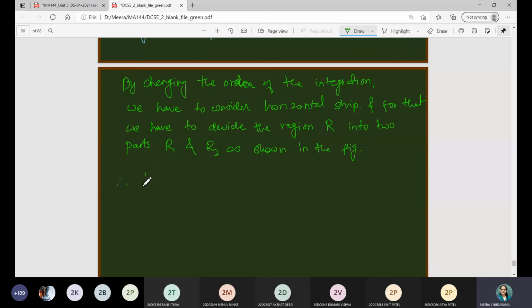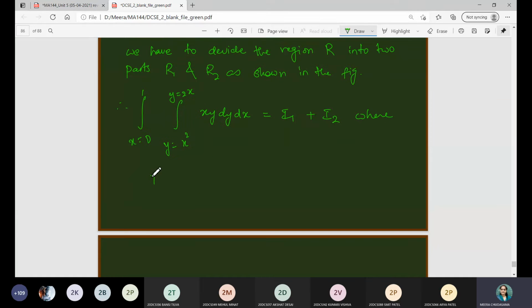So therefore we can write the original integration. We are given x is equal to 0 to 1, y is equal to x square to 2 minus x. Integrand we are given xy dy dx is equal to I1 plus I2, where I1 is equal to and I2 is equal to.